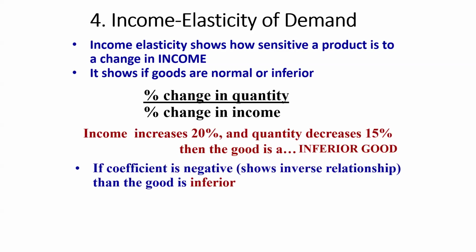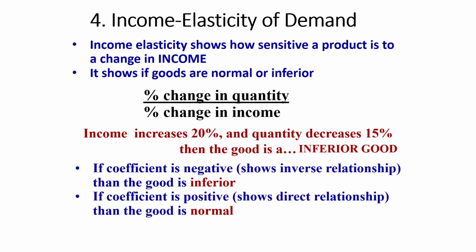So negative, inferior good; positive, normal. And that kind of makes sense, right? If income goes up and demand goes up, that's a normal good. They're going in the same direction. I just want to remember to figure out percentage change. It's new minus old over old, in case they just give you the quantities.